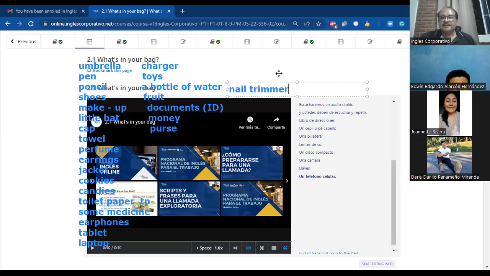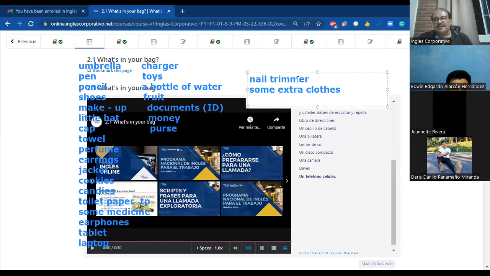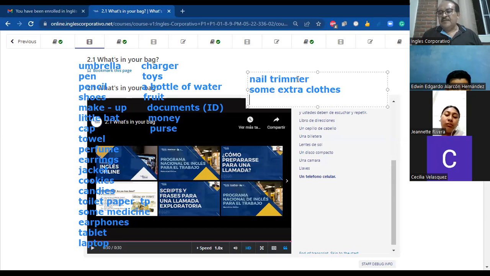Some extra clothes. Es conveniente tener una camiseta o algo, por si se moja. Some extra clothes, okay. Then you see these are vocabularies. Coins. Monedas, right? What else?